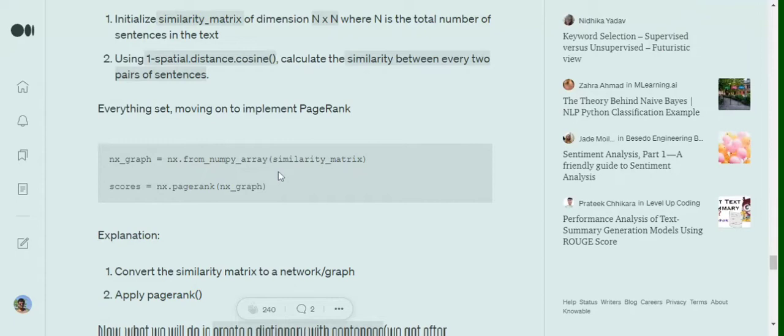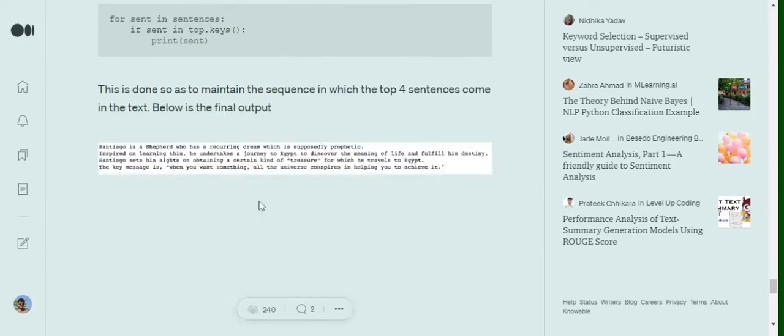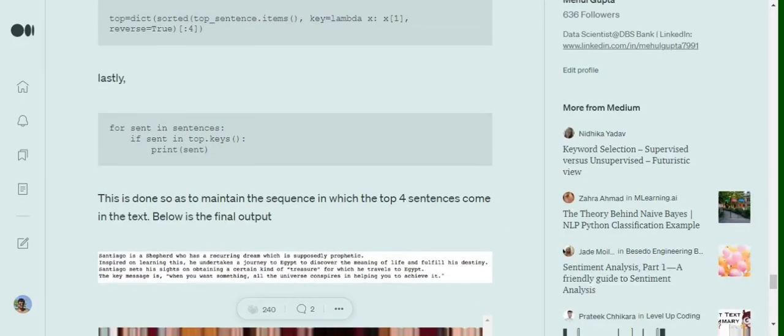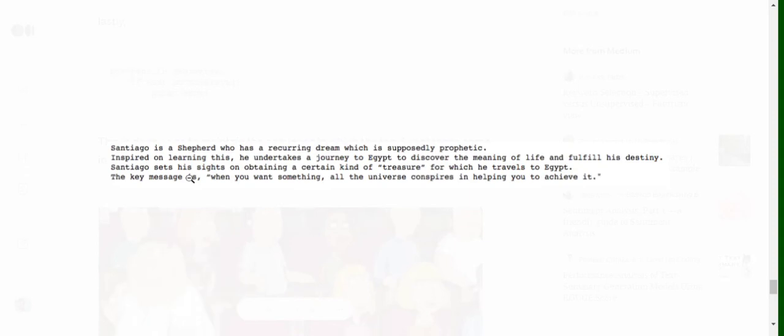Now, eventually, once we are done with this and we are able to calculate that particular matrix that we're talking about using cosine similarity, we will be calculating the PageRank algorithm using the NetworkX library that we have imported, and sorting these sentences that are provided some score depending on the PageRank. And eventually, we will be taking out some top sentences from it. And this becomes our final answer. So we have taken 4 sentences out of the entire lot.